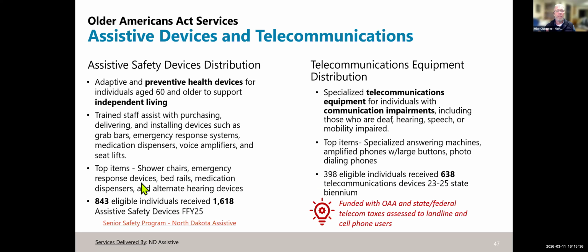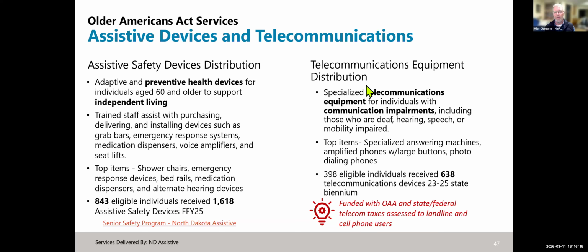It kind of stinks, of course, because there's just a given amount of money. And as the prices of these devices go up, we can get fewer and fewer devices because of the cost of the devices that are out there. But we average about $9,500 to $10,000 a month in devices. And then the TEDS program, many of you are well versed in the TEDS program, but we administer that too at ND Assistive. Again, we only have that relationship because Aging Services trusts us with that. And again, at the bottom, you can see the numbers there.